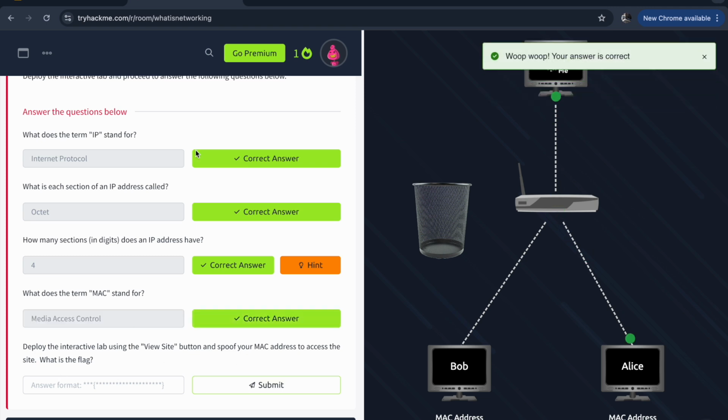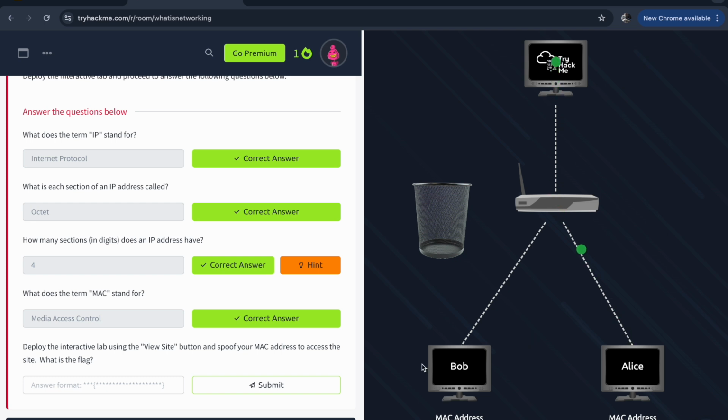And now we need to find the flag. As you see, Alice here is probably an admin, and its MAC address is this. Because the firewall can identify this MAC address, it's sending the packets through and the other end is receiving them. Now, Bob here can't do the same thing because its MAC address is not allowed through the firewall. So what we can do is copy this. I hope I can.